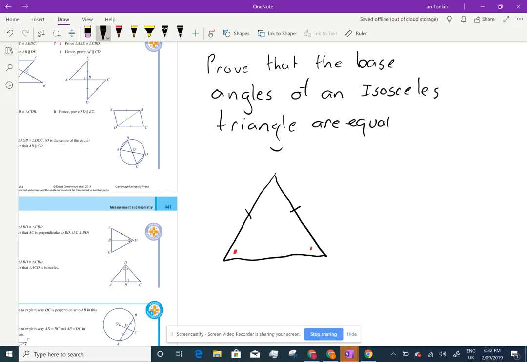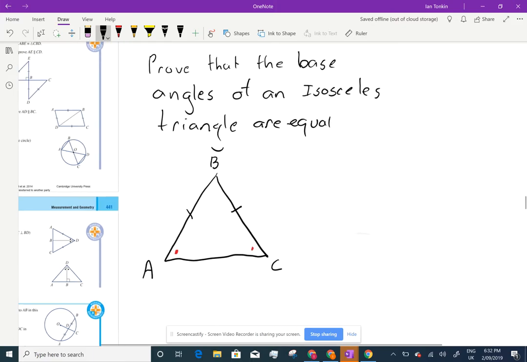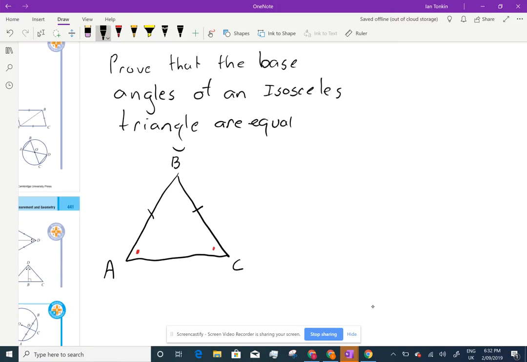So first of all, let's start by labeling our triangle. I'm just going to call it triangle ABC. And let's state the aim of our proof. Prove BAC equals BCA. Once we've got a diagram, we're away.